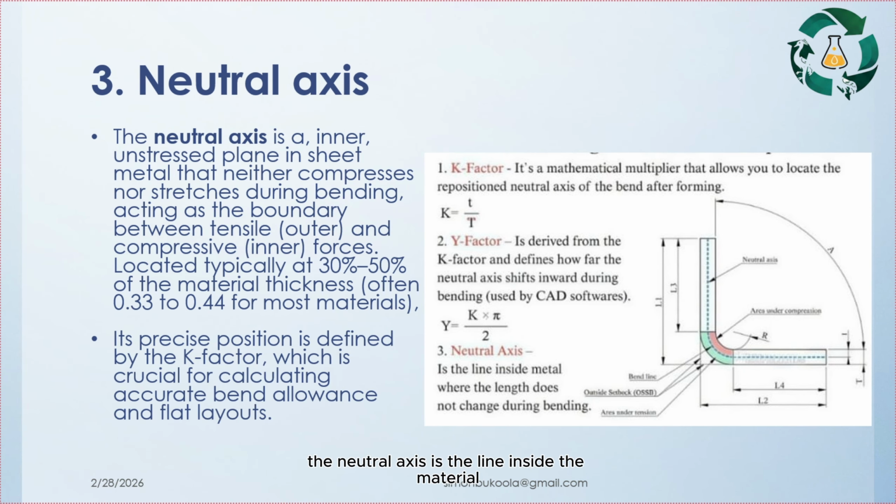The neutral axis is the line inside the material where no length change occurs. Here we experience no compression or tension. It shifts inwards during bending, where it goes closer to the inside radius. This shift is where we use the K factor to calculate accurate flat patterns.